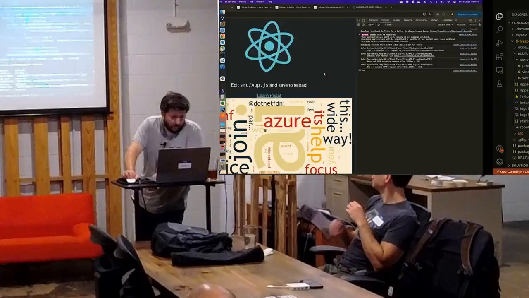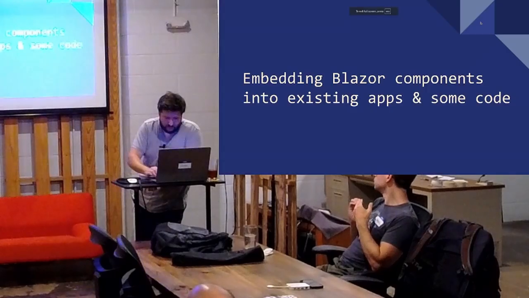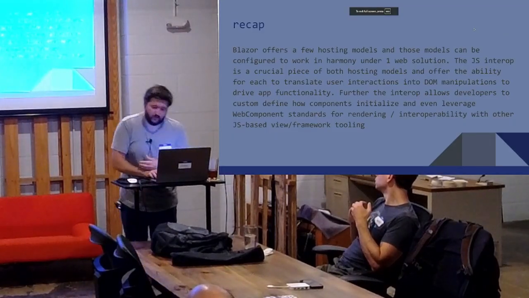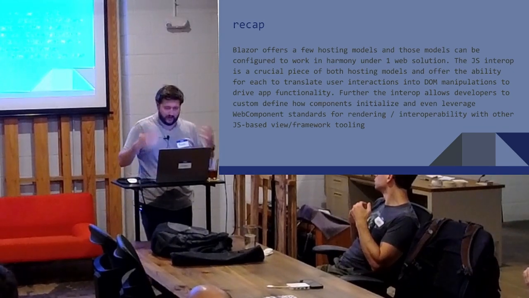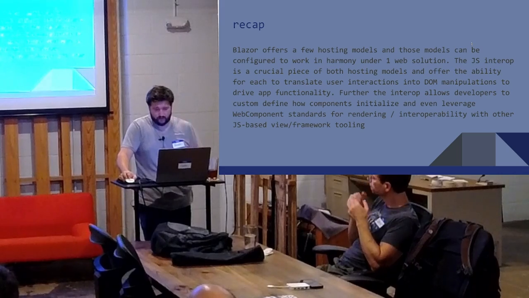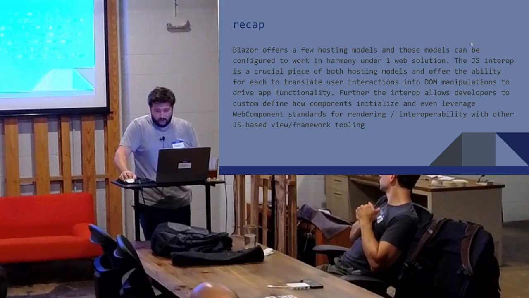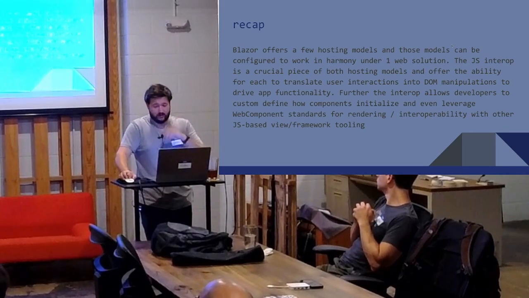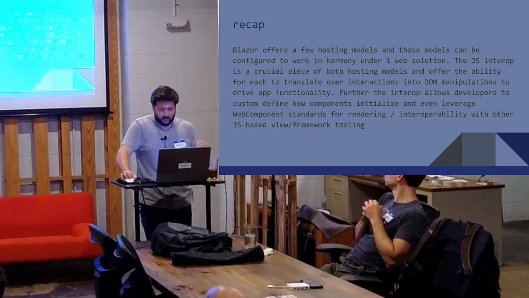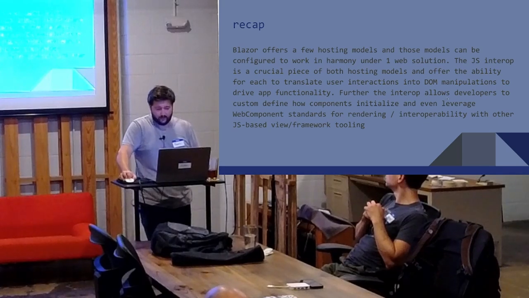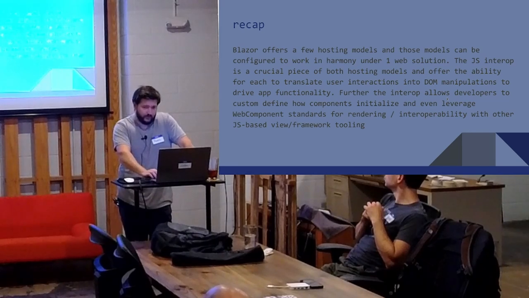let's jump back to my presentation. All right, recap. Blazor has a couple of different hosting models, technically three with this new Blazor Web, where it's all running under one solution, one framework, and you can control the render mode. The JS interop is instrumental in all of that. It offers the ability to translate user interactions to the DOM and vice versa. Developers can custom define how their components will initialize and leverage the web component standard, leveraging those different standards to make it interoperable with different JS frameworks.